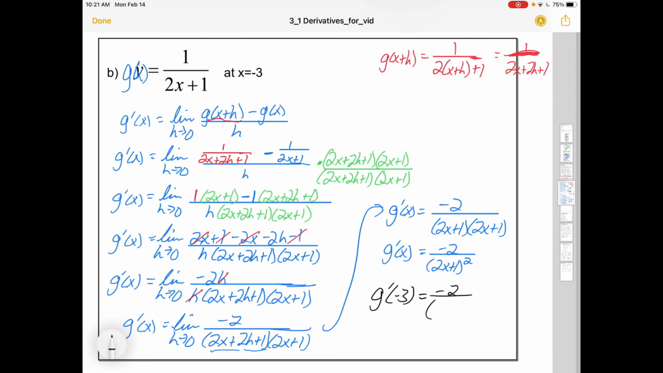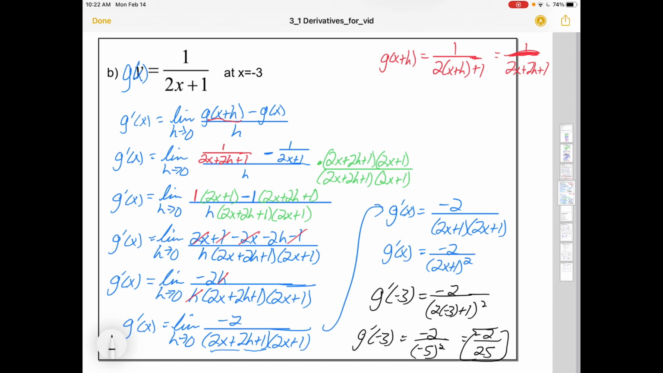And we just sub it in. 2 times negative 3 plus 1 all squared. Or that would be negative 2 over negative 5 squared, or negative 2 over 25. So that means it's a not very steep negative slope.